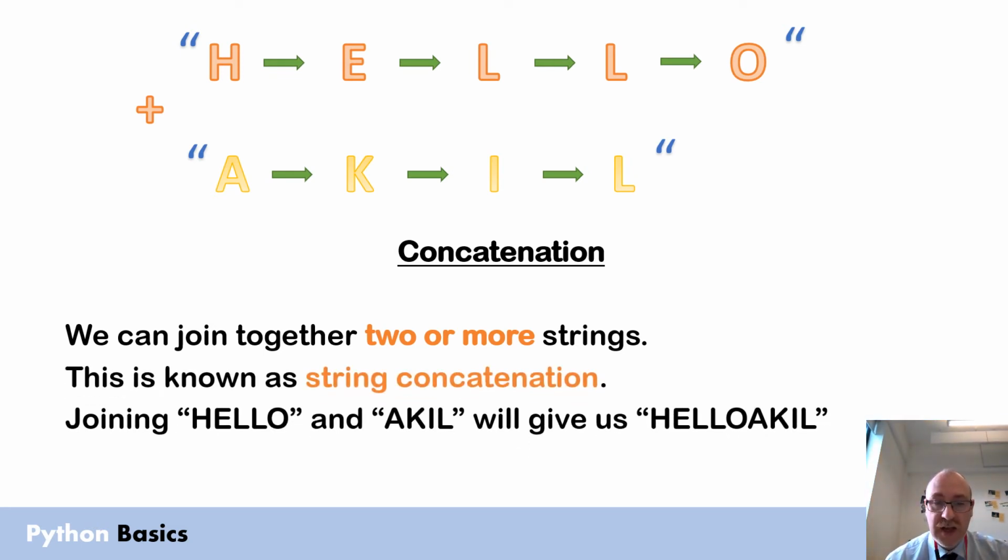So if I joined hello and Akil together, I would get hello Akil. Now notice that although I get the answer we'd expect, there's no space between them. String concatenation joins the strings together as they are with no extra punctuation, no extra spaces, no tabs, nothing. It just literally puts them together, sticks them together.